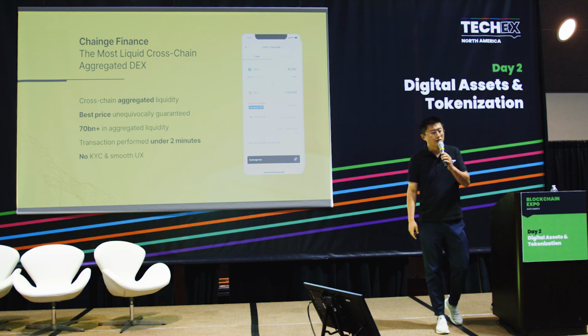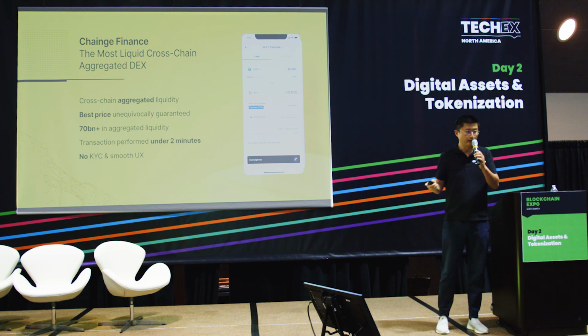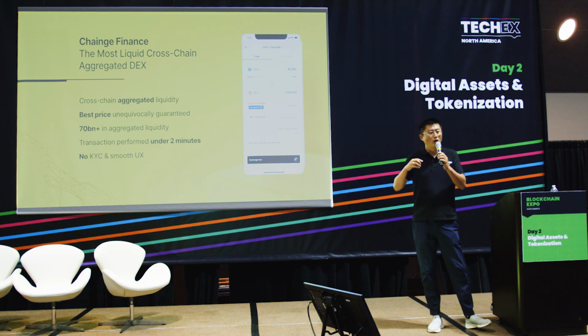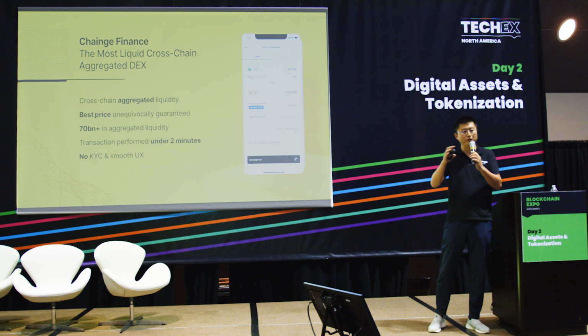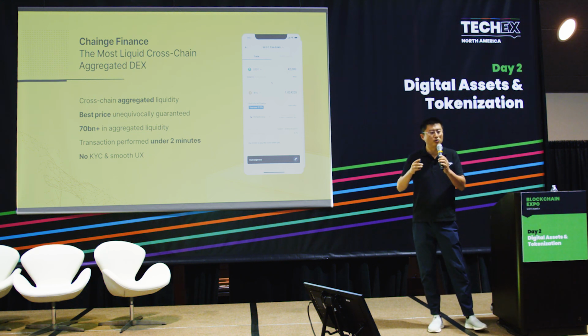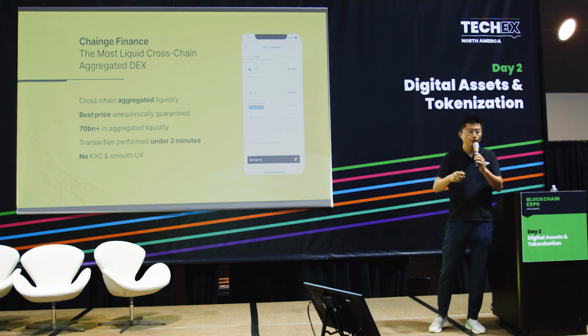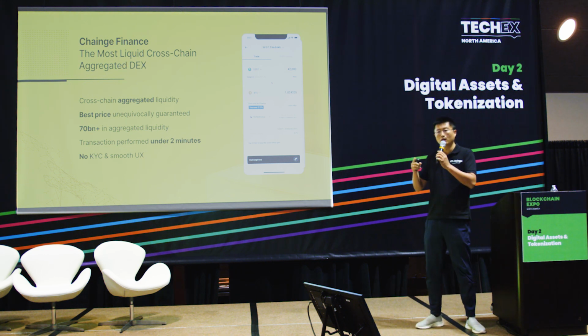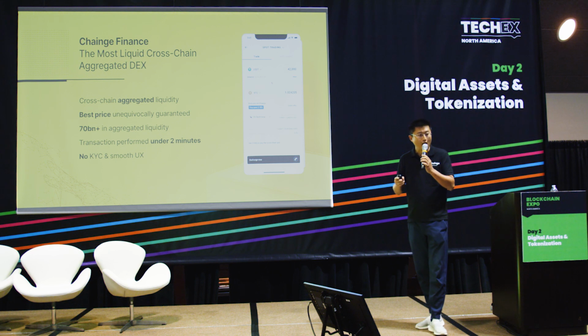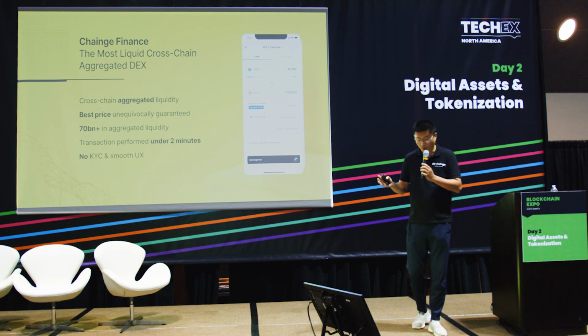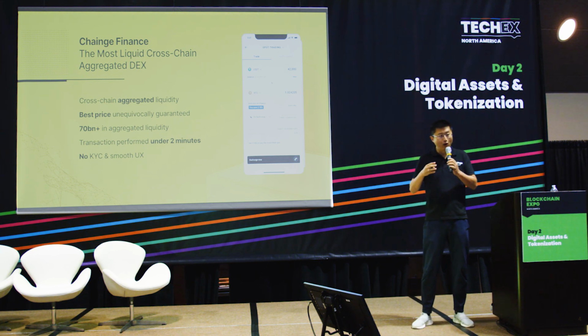Change Finance is a cross-chain liquidity aggregator. It is able to aggregate liquidity from all the DEX on all the chains. So think of that question. If you are going to swap USDT into BTC or USDT into Ethereum, there is liquidity in SushiSwap, Uniswap on Ethereum, but also in PancakeSwap on Binance Smart Chain. So we are able to aggregate all the liquidity.